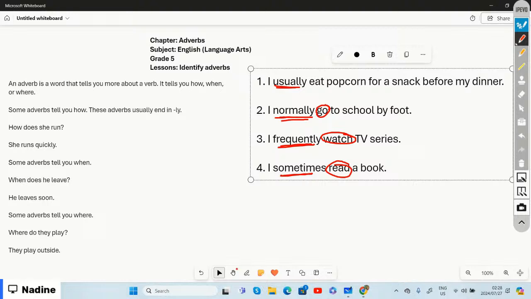I frequently watch TV. Frequently is our adverb, and that tells us about our verb, which is watch. I normally go to school by foot. Normally is our adverb, right? And go is our verb. And then usually is our adverb. Eat is our verb. So sometimes is correct. Well done.